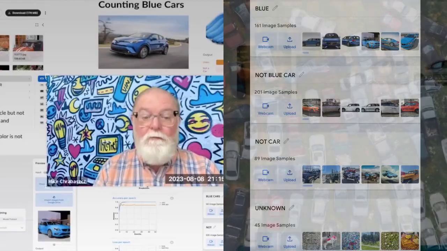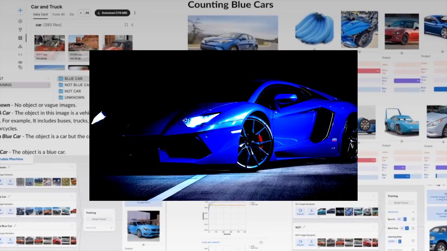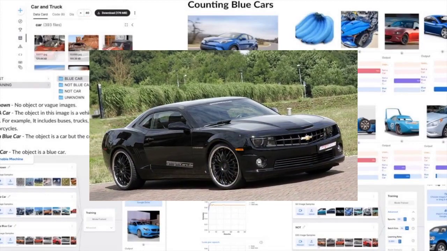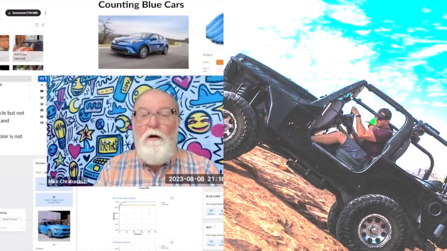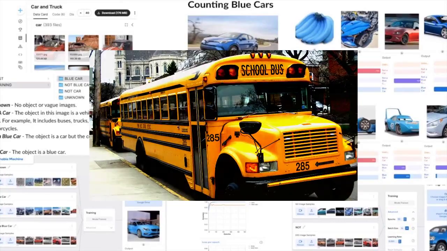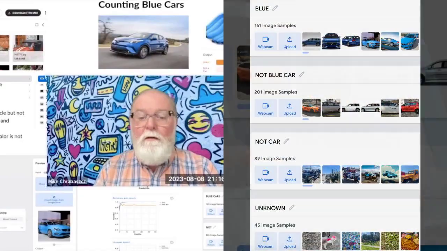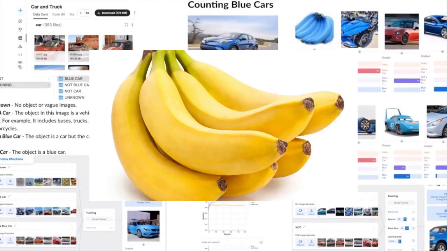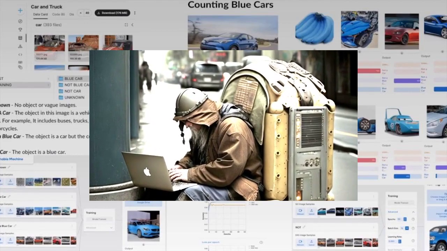And from there, I defined my four classes. The first was obvious: it's a blue car. The next is not a blue car, meaning that it is a car, but it's not blue. And then the next is, it's not a car. It's a vehicle. It may be a bus, it may be a truck, but it's not a car. And then I created a fourth category of just about anything, from buildings to bananas to Midjourney AI generated images.